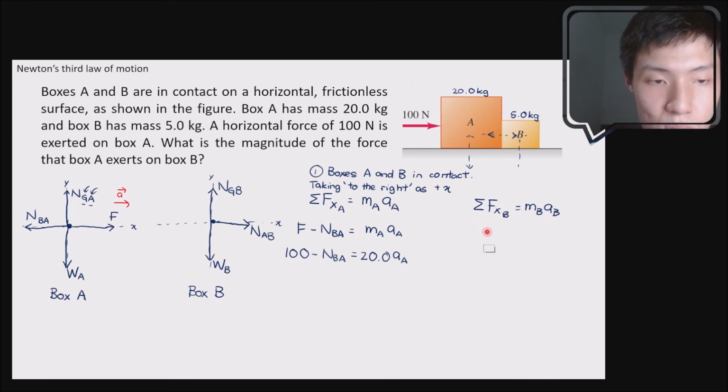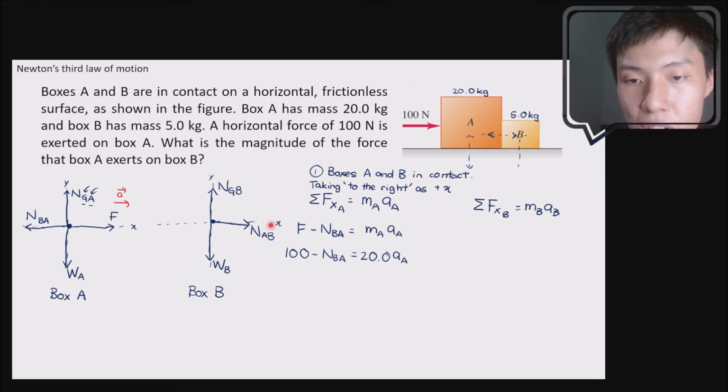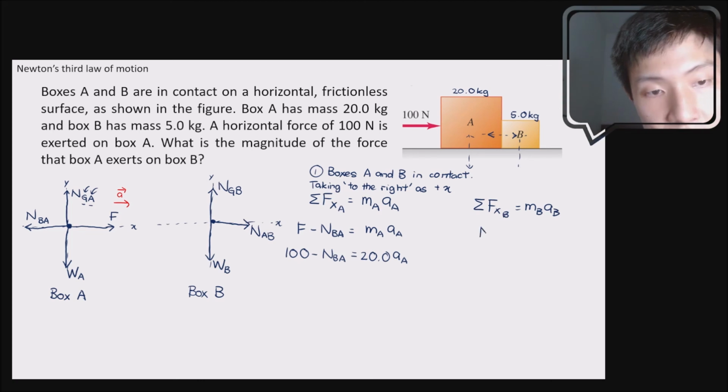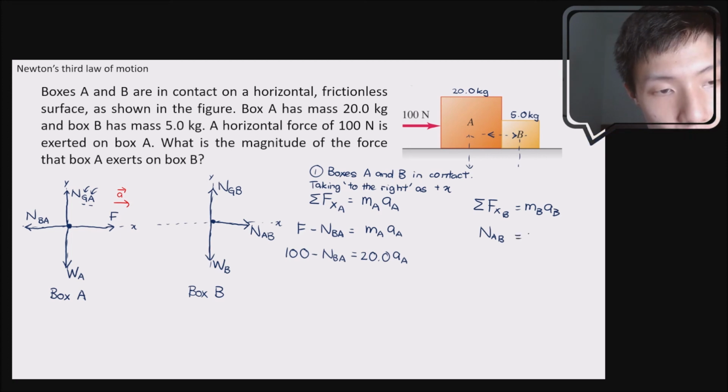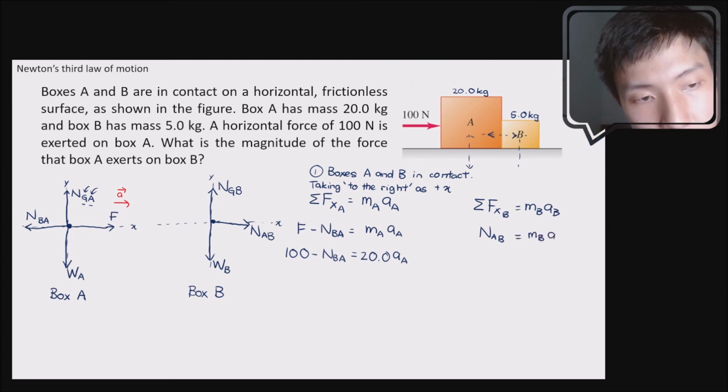Okay, so once you know that, now we know for this free body diagram, the only force acting this way is NAB. Since it's pointing to the right, it's the positive direction, so it's positive. If it's pointing to the left, then you need to put negative, because we are taking to the right as positive. Then it's equal to MB AB.